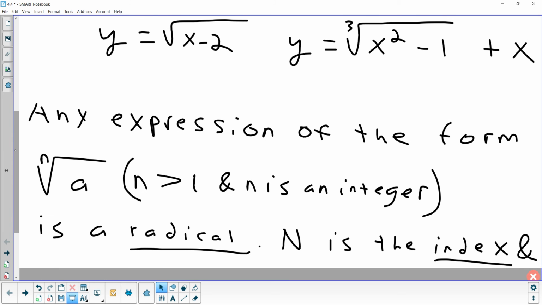So any expression of the form nth root of a, where the n is an integer greater than 1, is called a radical. This n is called the index, and it tells you what kind of root you're taking. If you don't put an index, we always assume it's a 2. So when you write a square root, technically you could write the 2. We usually don't, but you could.